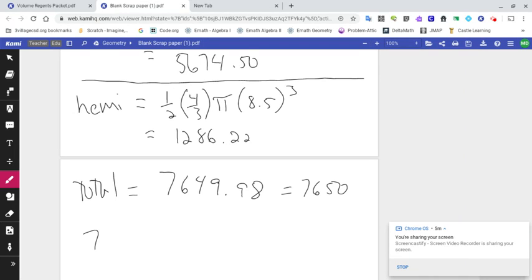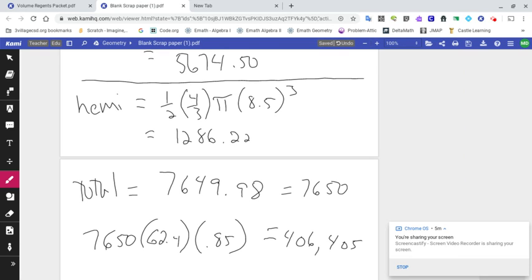I can do it this way. I'm going to take 7650, the entire volume, and multiply it by 62.4. That would be the total weight if it was completely filled up. Then I'm going to take 85% of that, so 0.85. When I multiply all of that out, that gives me 406,405. So the answer is no. They better not fill that thing up more than 85%, because it's much heavier than it was built to hold. So that's that one.